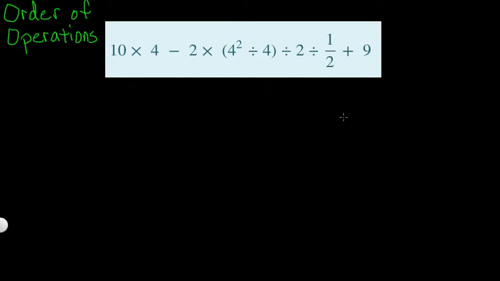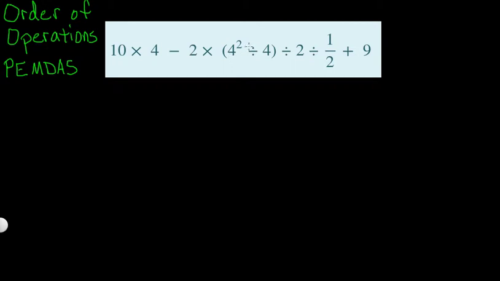Okay, here's an example of an order of operations problem. So we start with PEMDAS, of course. This is parentheses, exponents, multiplication and division from left to right, addition and subtraction from left to right. So PEMDAS tells us that the first thing we need to evaluate is anything within parentheses.